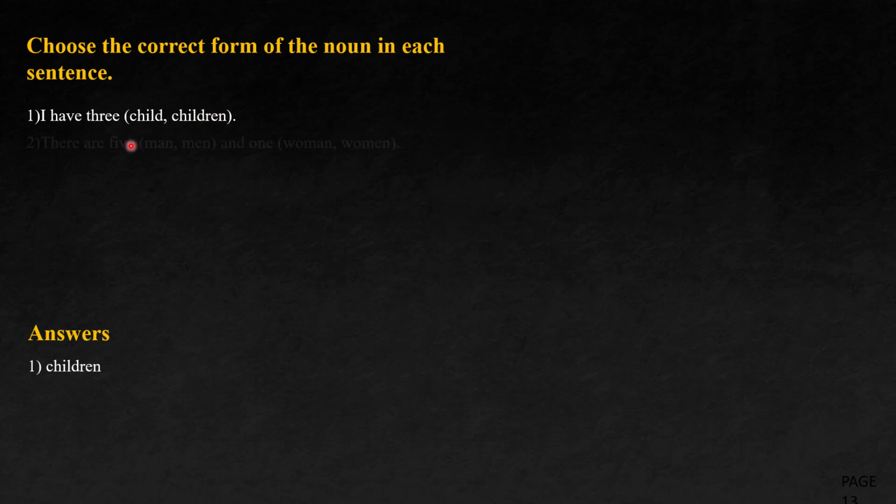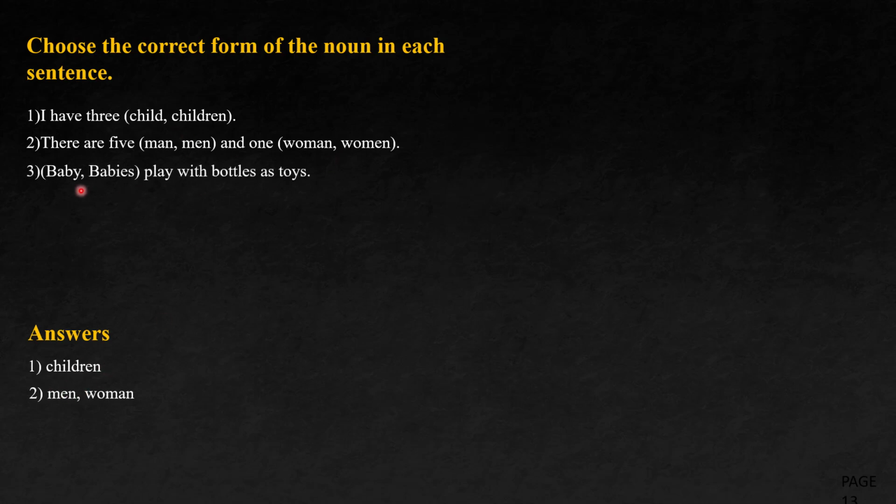Now we'll take another example. There are 5, men or man, and 1, woman or women, which is correct? When it comes to plural form, it will become men. When it comes to singular form, we have man. Okay, let's see that, this is what the answer is. Now, dash play with bottles as toys.